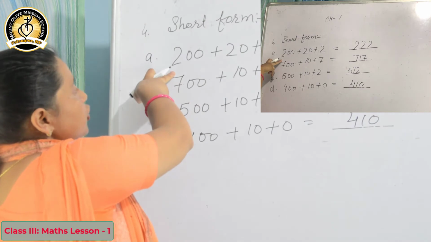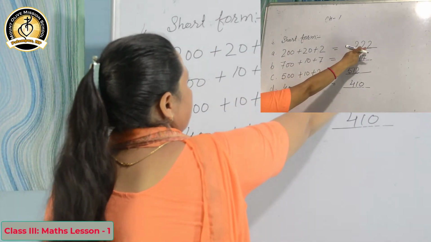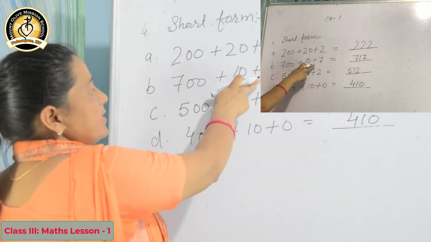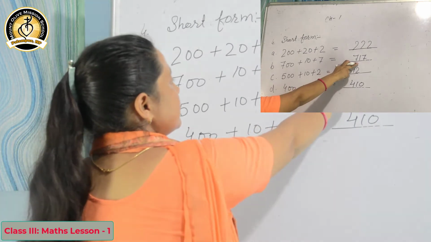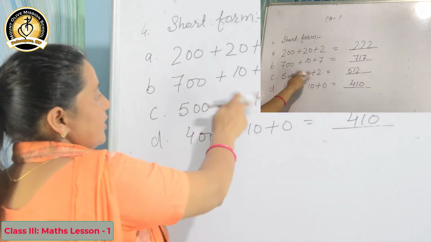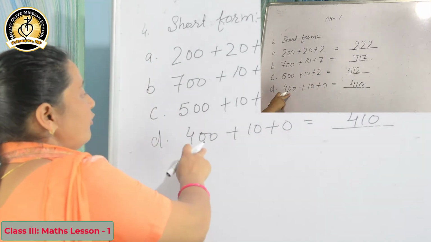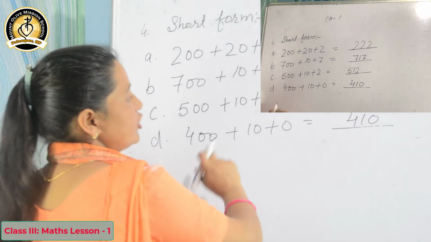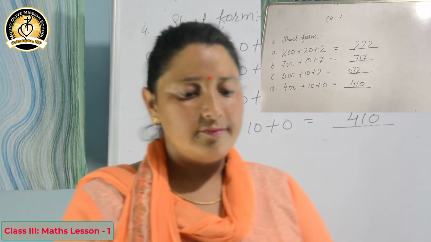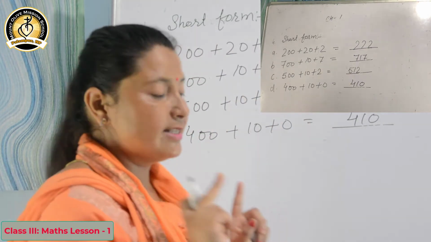First one is 200 plus 20 plus 2. So, 222. Second one, 700 plus 10 plus 7, 717. See, 500 plus 10 plus 2, 512. And last one is 400 plus 10 plus 0 means 410. Okay. Part E, 600 plus 2 tens plus 8 ones.